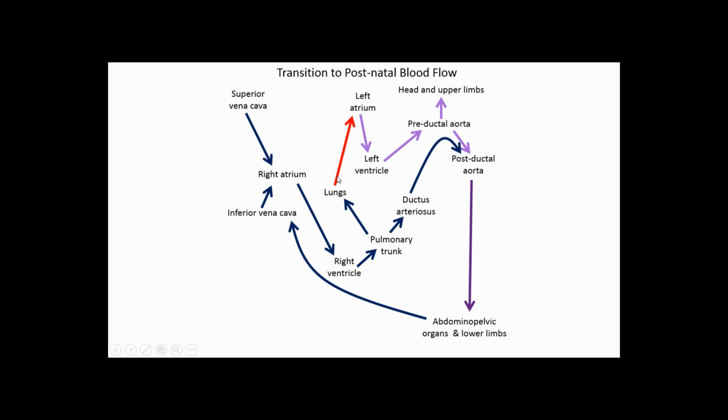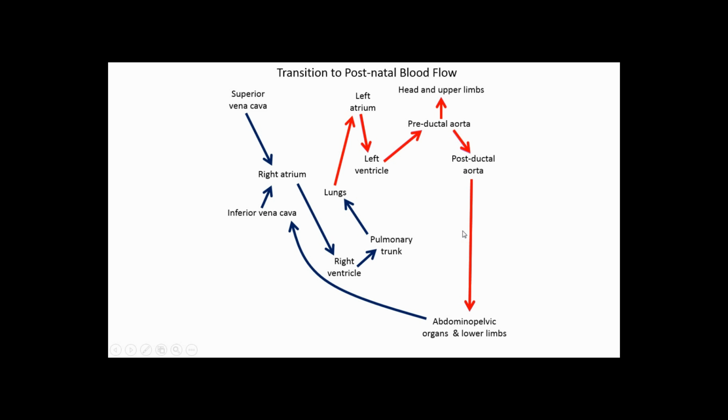And oxygenated blood from the lungs to the left atrium means that all the blood from the left atrium to the left ventricle is well oxygenated, and likewise to the preductal aorta and to the head and upper limbs. So we're starting to get very well oxygenated blood to the rest of the body. Now, that blood is going to carry from the preductal aorta to the postductal aorta and down to our organs and our lower limbs. Meanwhile, here's our ductus arteriosus. It's still potentially shunting blood between our aorta and our pulmonary trunk.